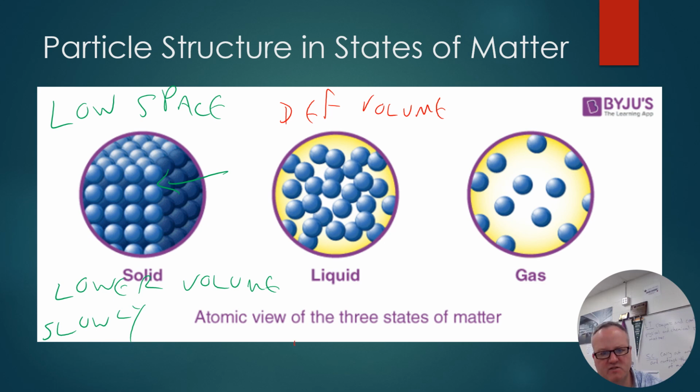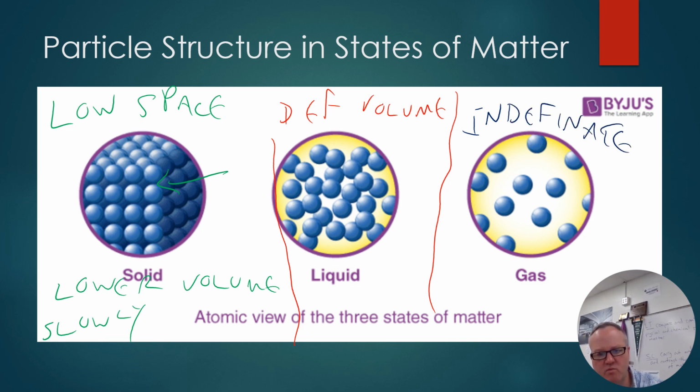And they begin to kind of spread out a little bit. They have a little bit of faster movement. Not the fastest, but they speed up a little bit, and they're slipping around one another. They lose that shape. They don't maintain a definite shape. Now, when you get down to gases, you have an indefinite shape and volume. You have a lot of space between those particles, and you have fast movement.